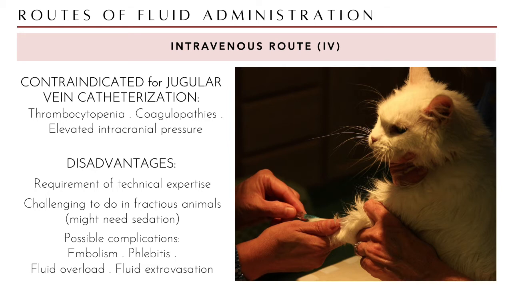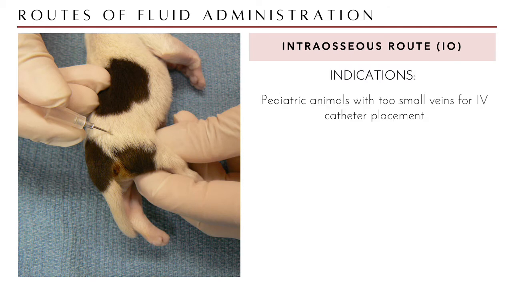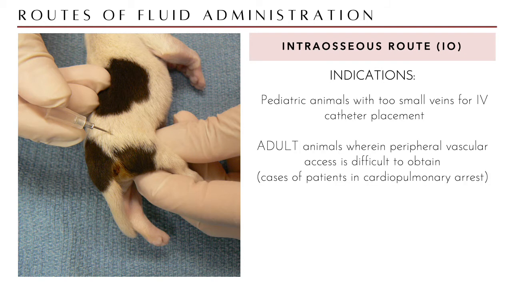All right, what's the other route? Let's go to the intraosseous route, IO. This is indicated, number one, for pediatric animals na masyadong maliit yung vein nila for even the smallest catheter to go in. All right. This is also indicated for adult animals na mahirap hanapin yung vein, especially for those which suffered from cardiopulmonary arrest. Right?